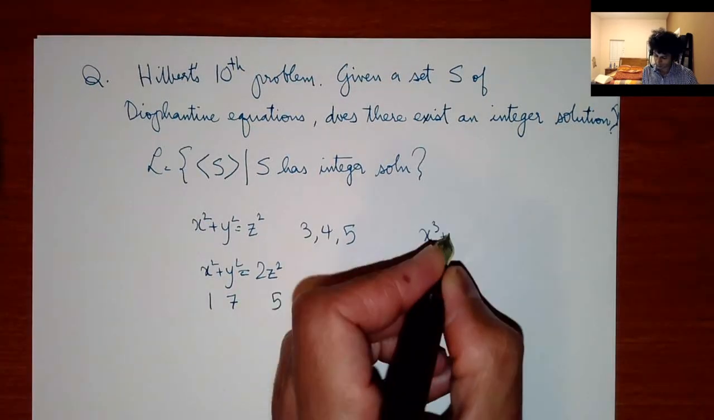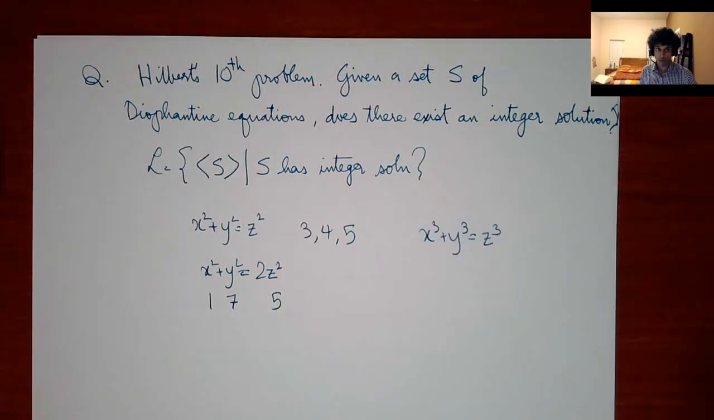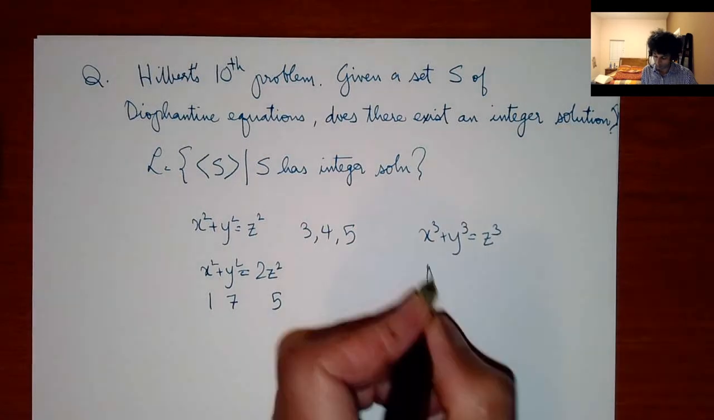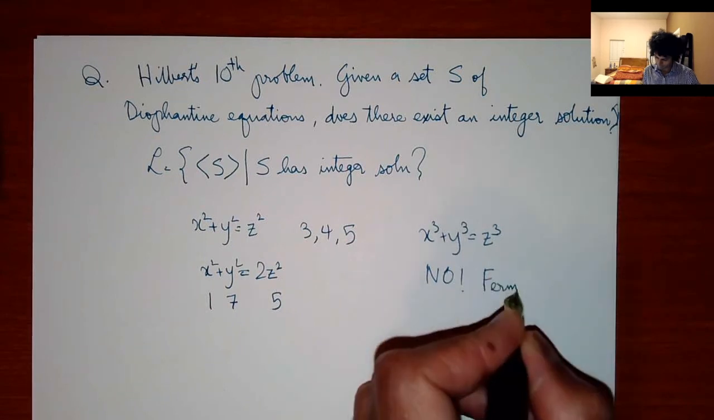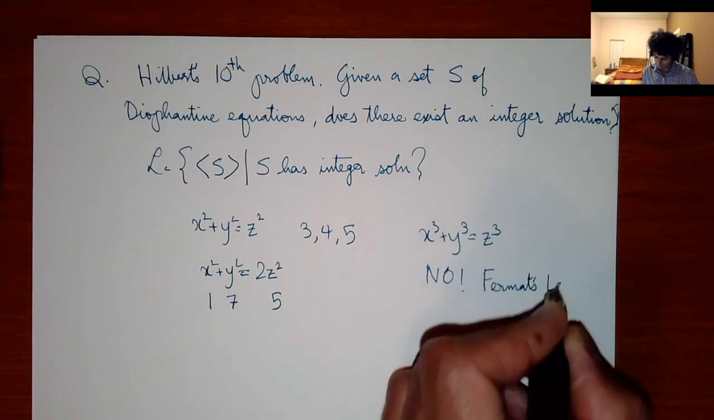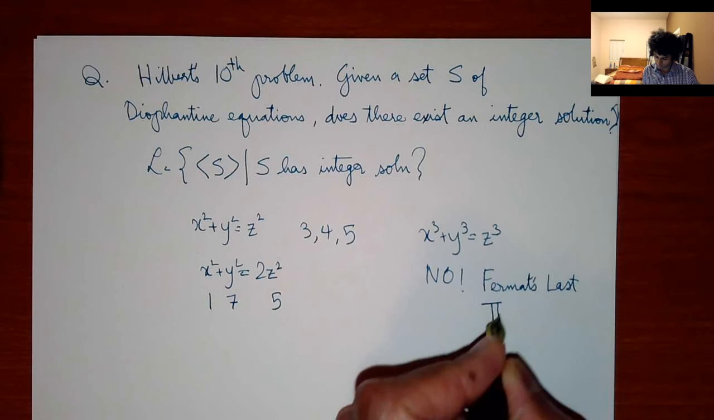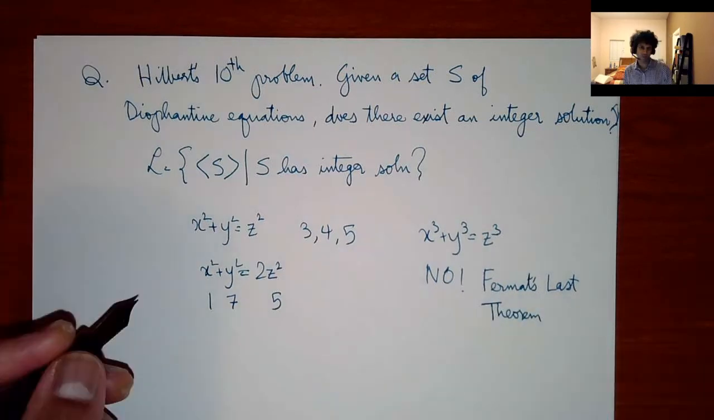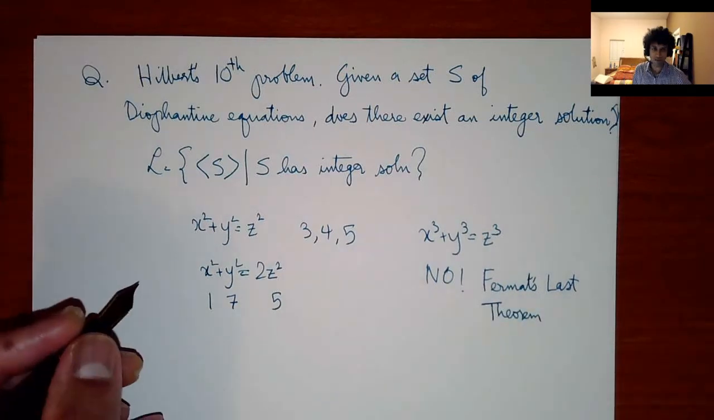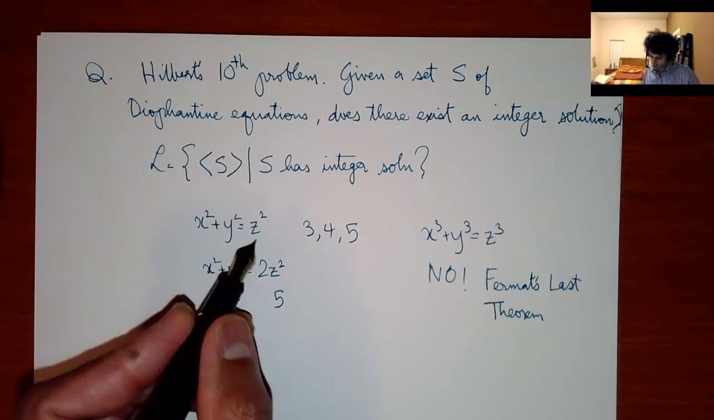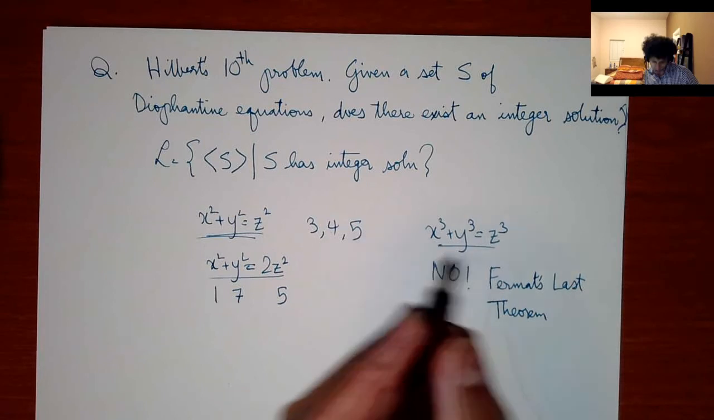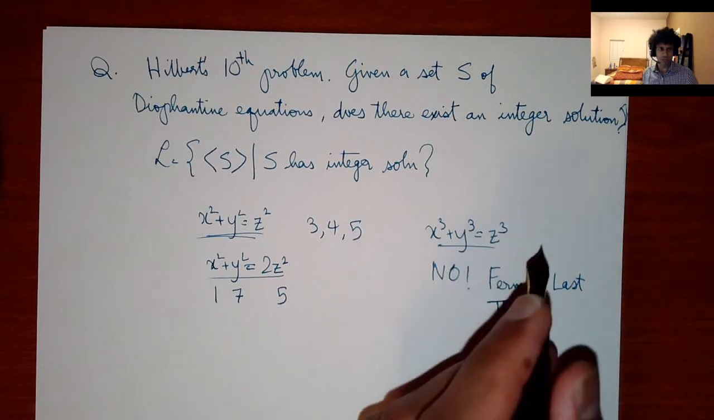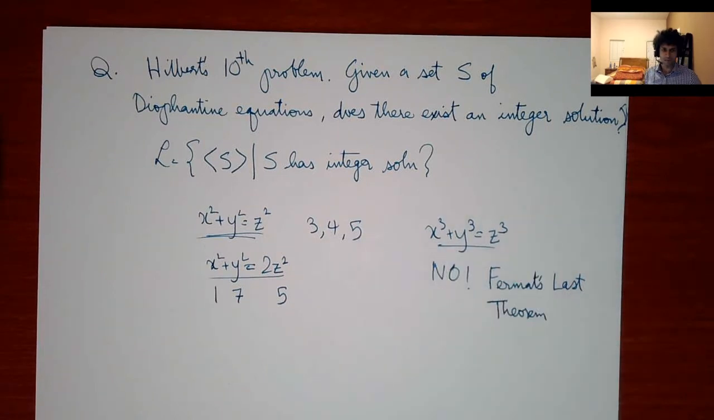x cubed plus y cubed equals z cubed. The answer is no. This is Fermat's last theorem, or a special case of it. And so what Hilbert asked was, okay, we'll get to Hilbert's question, but you could say this is a language now. This is in the language, this is not in the language, because you can just take the binary encoding of such a statement. One can come up with any Diophantine equation.